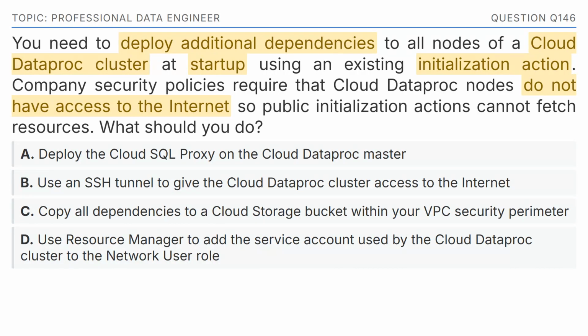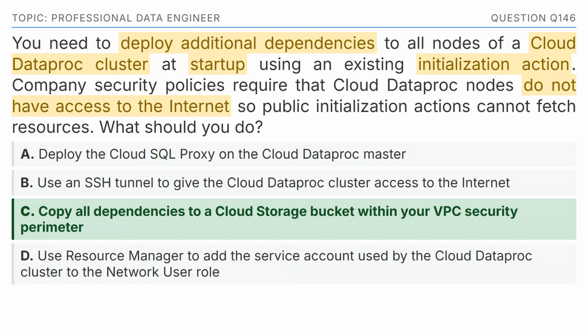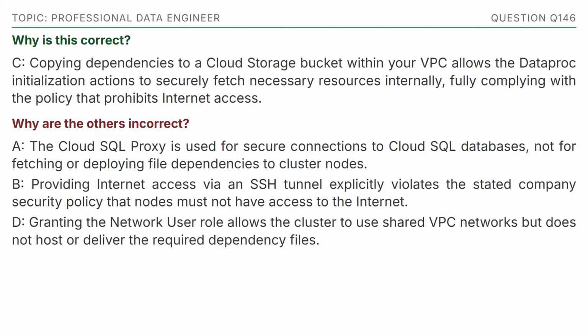To arrive at the correct answer, we focus on the keywords: deploy additional dependencies, Cloud Dataproc cluster, startup, initialization action, do not have access to the Internet. The correct answer is option C, copy all dependencies to a cloud storage bucket within your VPC security perimeter. Why is this correct? C. Copying dependencies to a cloud storage bucket within your VPC allows the Dataproc initialization actions to securely fetch necessary resources internally, fully complying with the policy that prohibits Internet access.